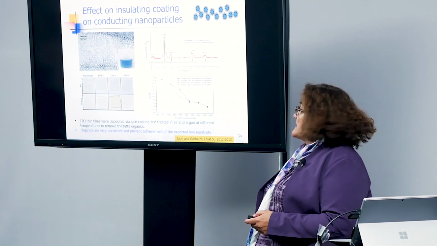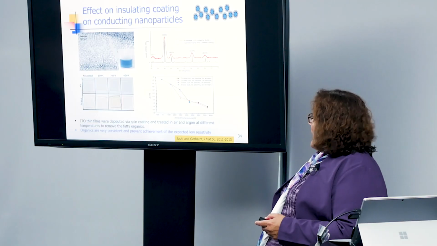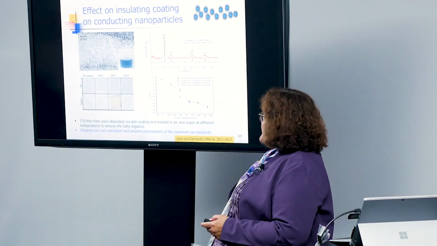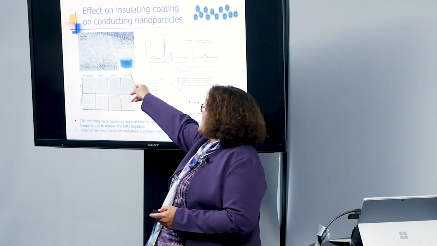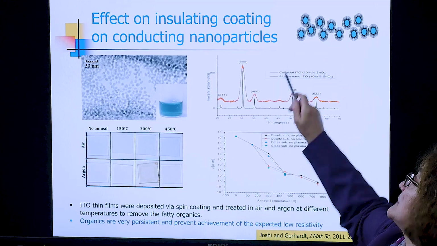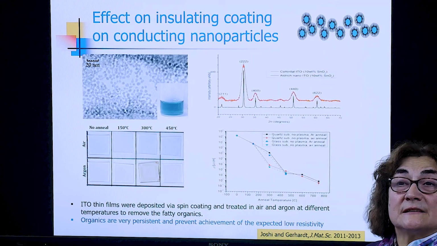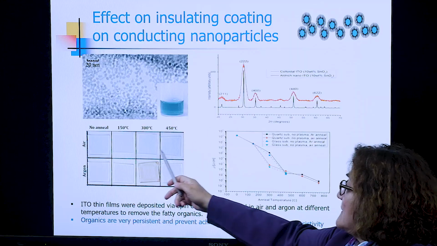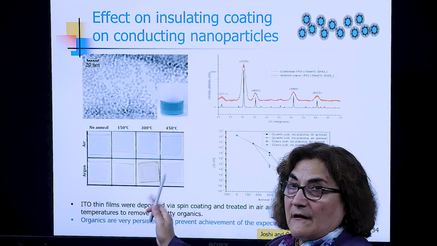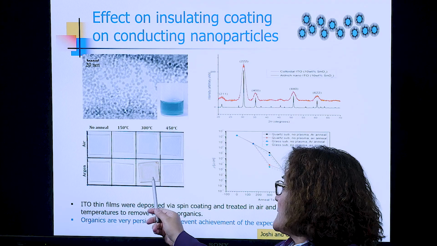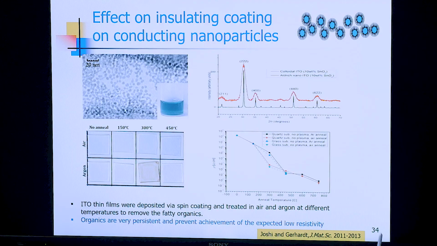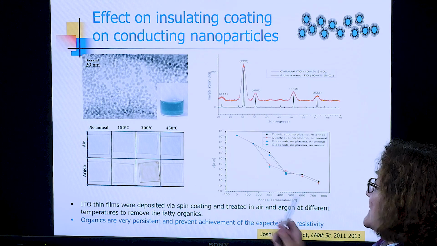Finally, I want to talk about these very tiny ITO conducting nanoparticles. These materials are made as colloidal solutions. And so each of the nanoparticles, which is a perfect little crystal, has a fatty acid coating. And this is what they look like. They're completely clear, except for when they're treated in argon. I don't really have time to explain the details here. You can look at the paper in the Journal of Material Science in 2013.